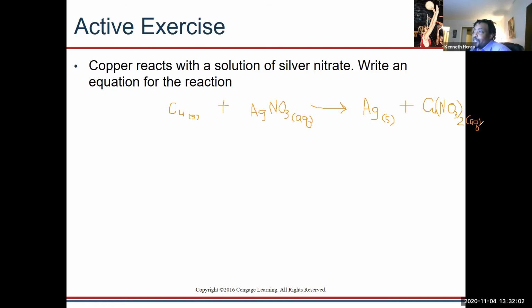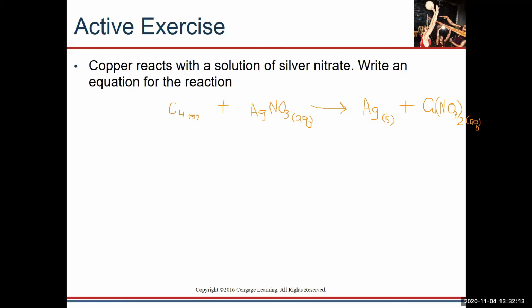Okay. Is it balanced? Not yet. Cheyenne, help me out balancing. I was just trying to figure it out too. So I think you would put a 2 in front of the AgNO3. So then you'd have 6 oxygen and you'd have 2 nitrogen. Then on the product side, you would need a 2 in front of Ag.